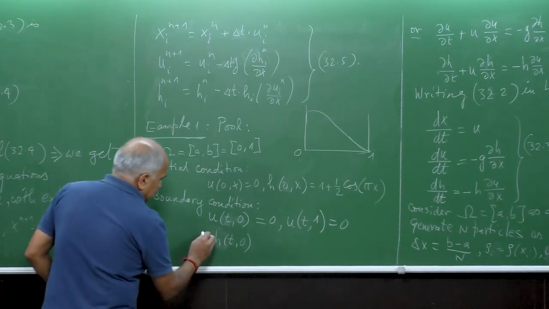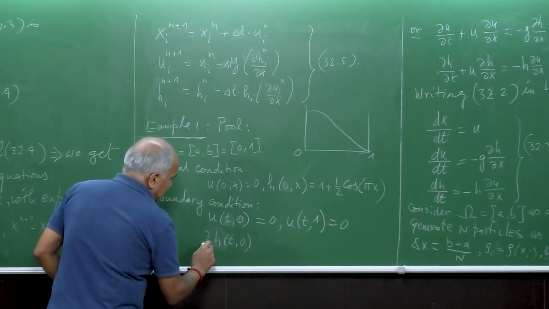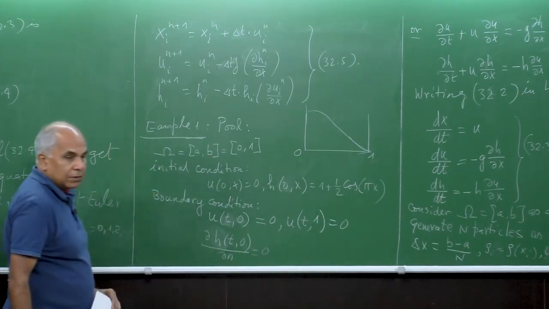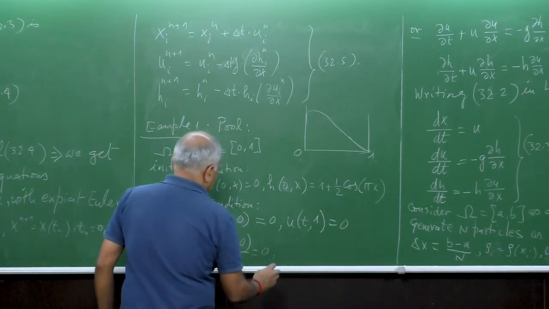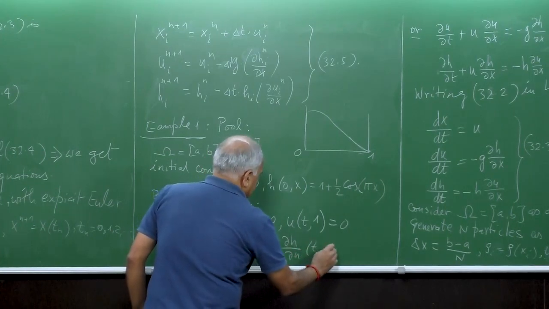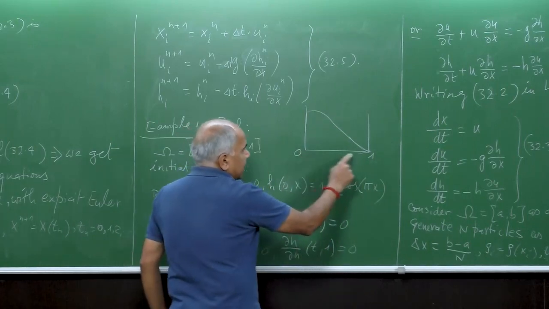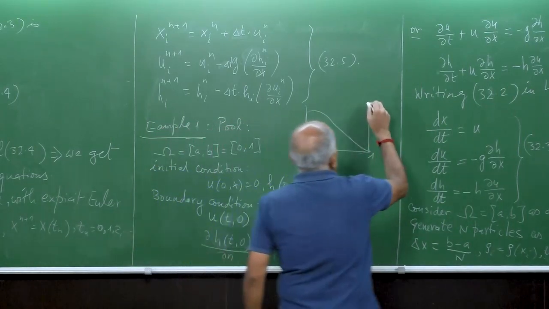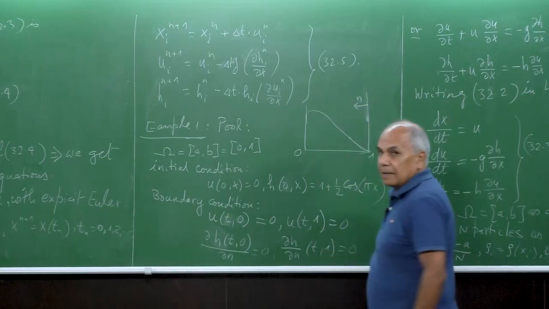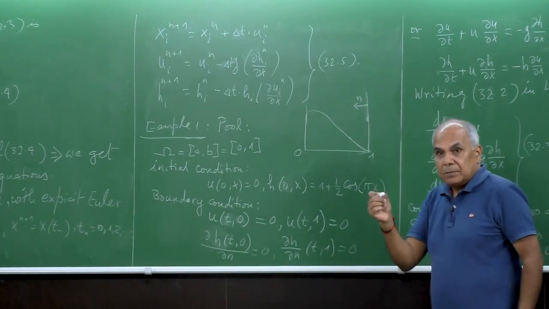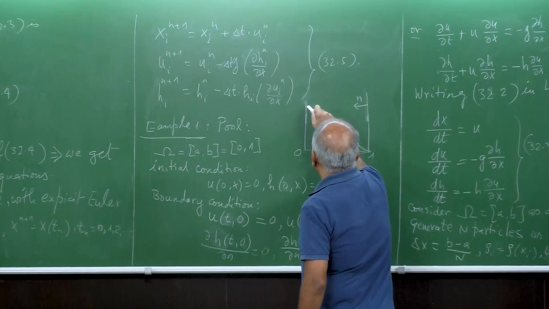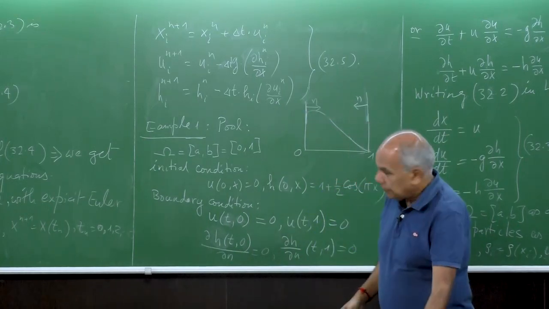So here I give some type of Neumann boundary condition, del h by del n is equal to 0. I'll tell you what it means. Then second, del h by del n at t at 1 is also 0. At the end, the height in the normal direction. So this is n, the normal on the wall, and here also I have my normal direction, also n. So this is a normal vector.